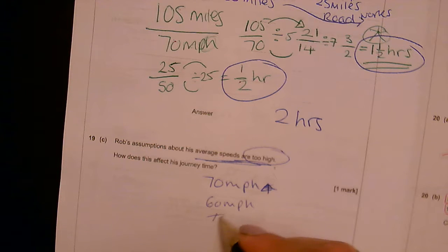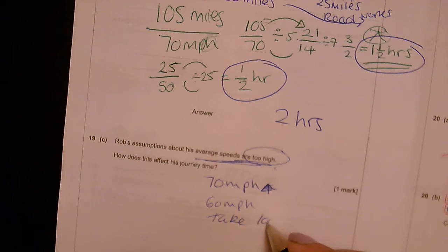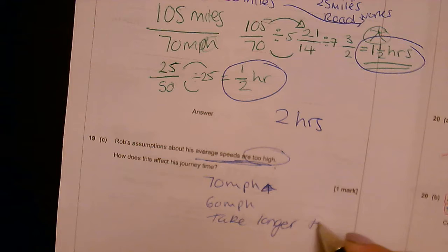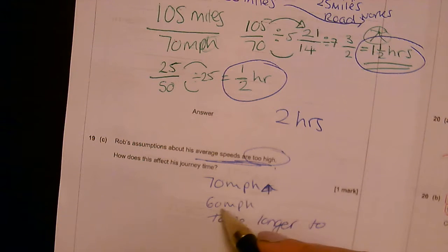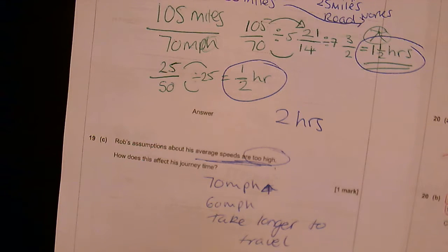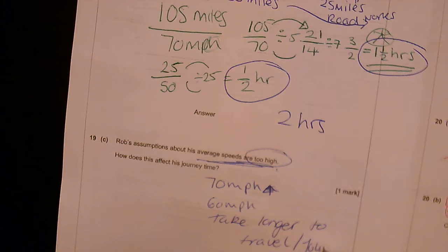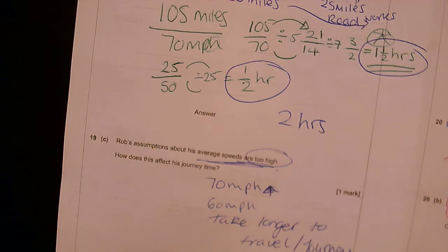His journey time is going to take longer to travel, because obviously if you say you're going to do 70 miles in an hour but you only do 60 miles in an hour, it's going to take you longer to do the full journey. So it's going to take longer to travel his journey. So just a statement to do with that. You could obviously just say it would take him longer than 2 hours as well. As long as you're clear, doesn't really matter.